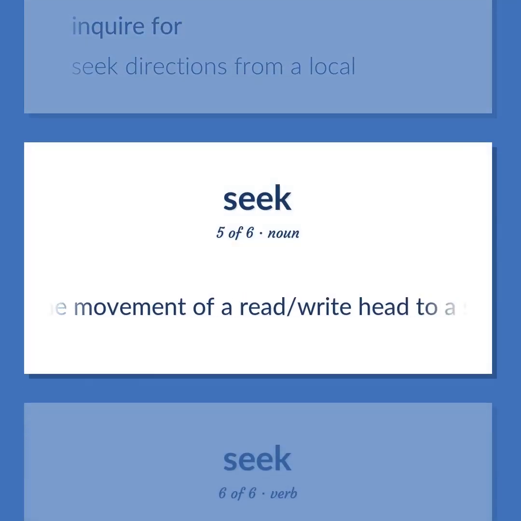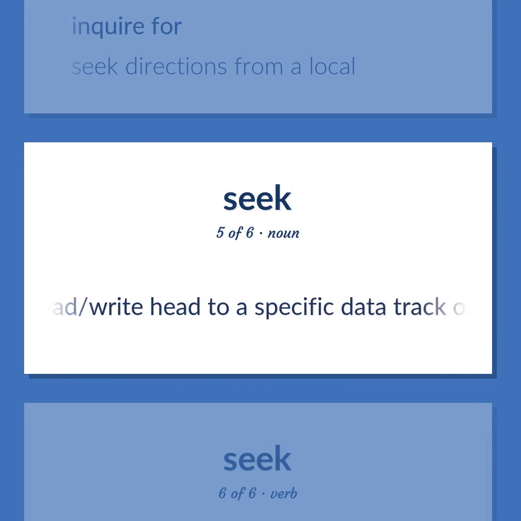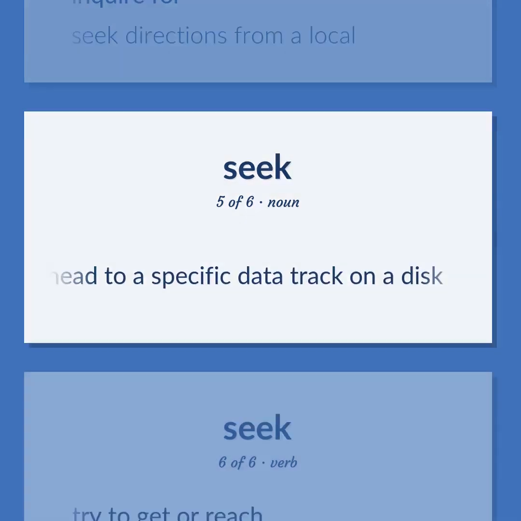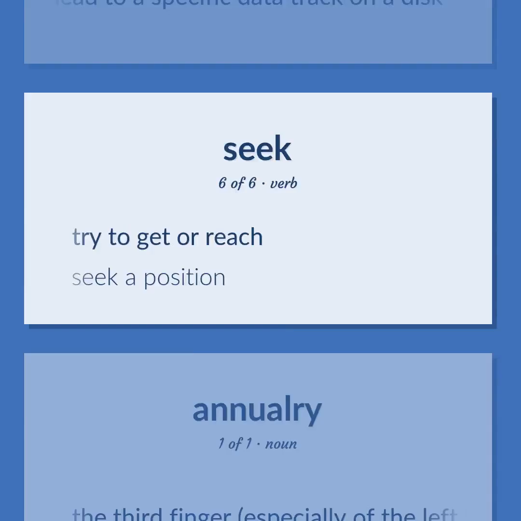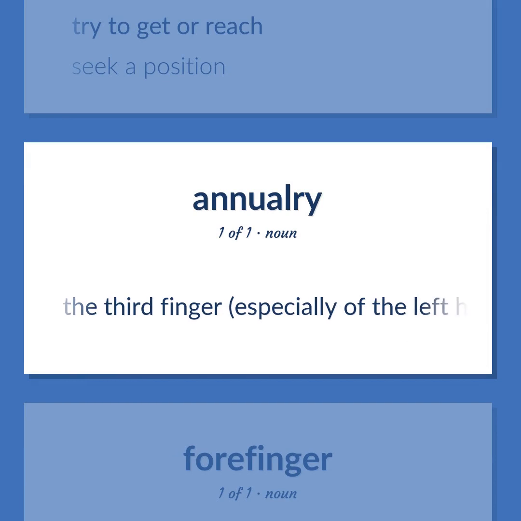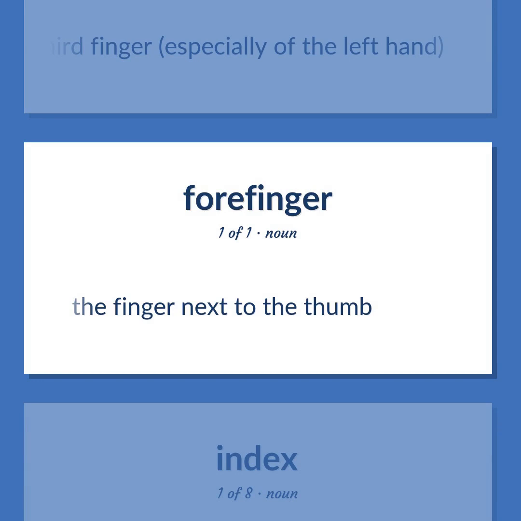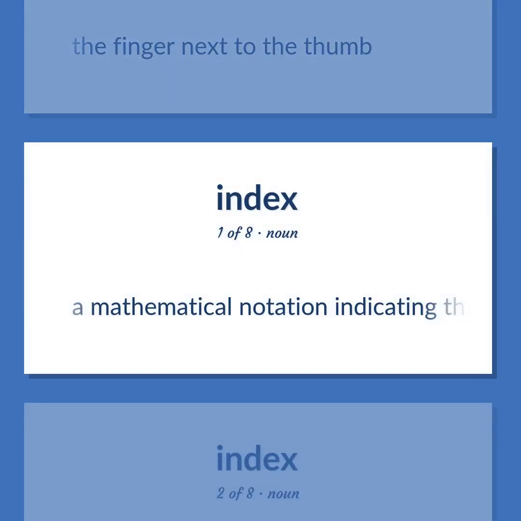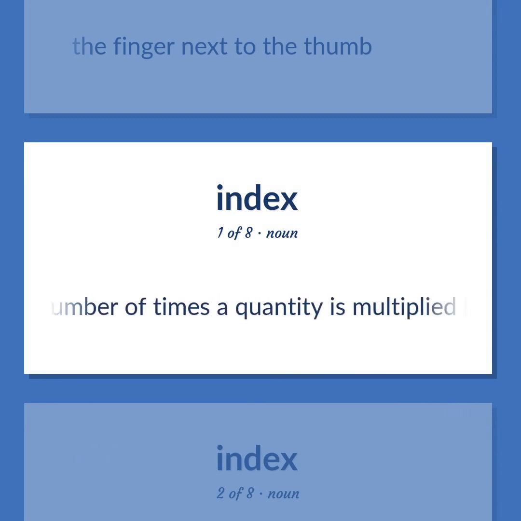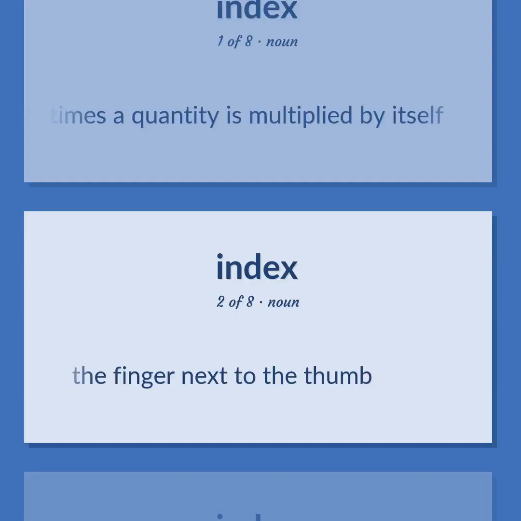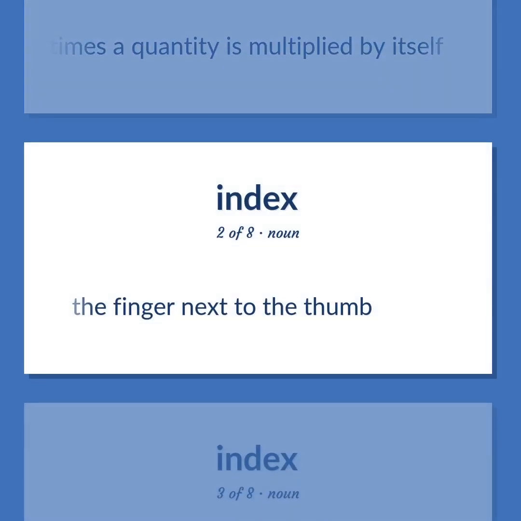The movement of a read/write head to a specific data track on a disk. Try to get or reach. Seek a position. The third finger, especially of the left hand. The finger next to the thumb. A mathematical notation indicating the number of times a quantity is multiplied by itself. The finger next to the thumb.